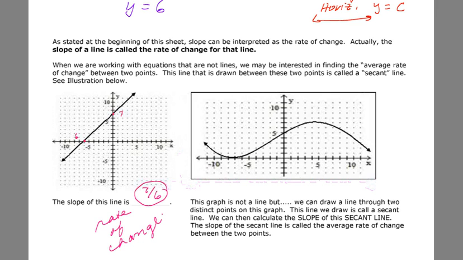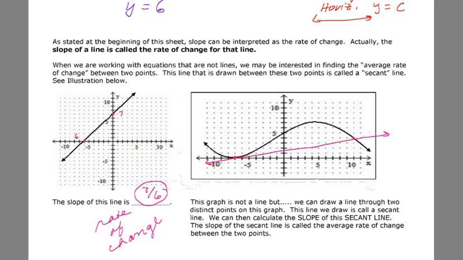Let's pick 2 points over here. Let's say I have this point, and let's say I've got another one right there. I want to find the rate of change between these 2 points. So I'll connect the dots, and when I connect the dots, I'm forming what we call a secant line.